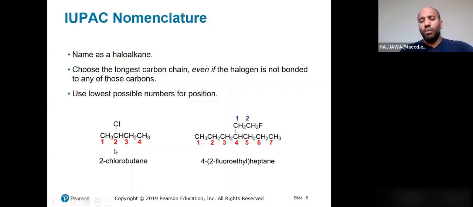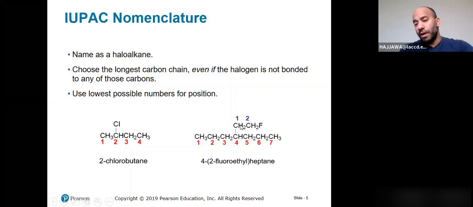Here's the first example. We see that the longest chain of carbons is 4, and we number from left to right, not from right to left, as it is closer to the nearest substituent. That will be carbon number 2, where the chloro is. So the name would be 2-chlorobutane.